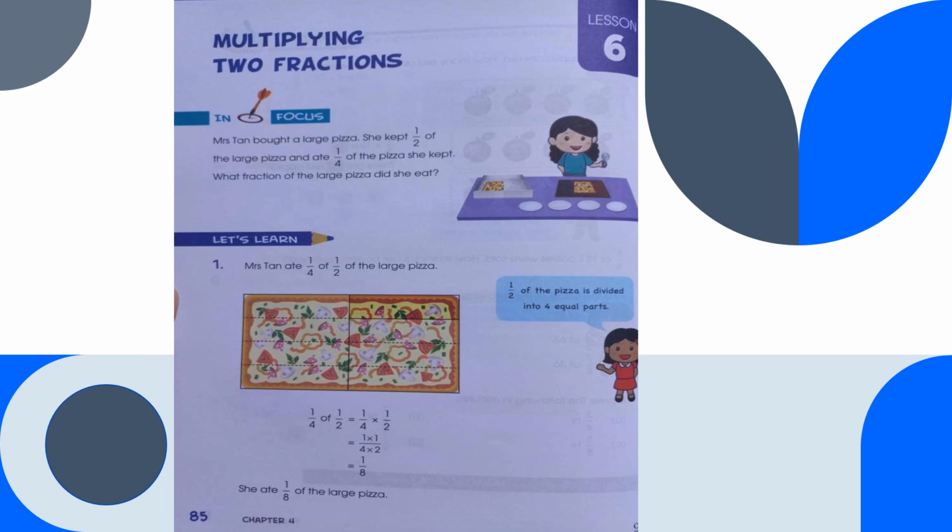In the first example, we have Mrs. Tan who bought a large pizza. She kept half of the large pizza and ate 1/4 of the pizza she kept. What fraction of the large pizza did she eat? So Mrs. Tan ate 1/4 of half of the large pizza. In order to find out the portion she ate, we have to multiply 1/4 and half with each other. As a result, we have 1/8. So Mrs. Tan ate 1/8 of the large pizza.